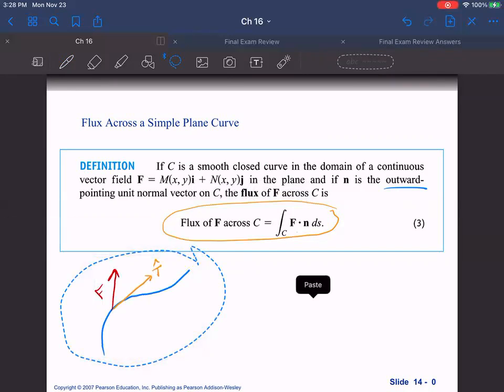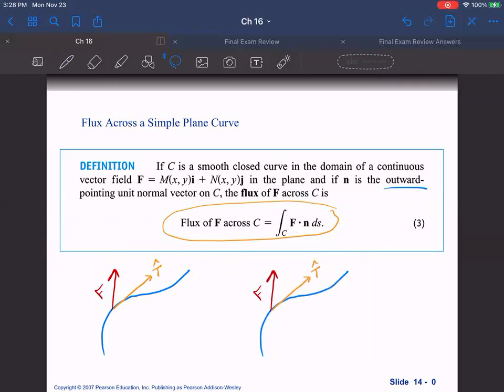Copy, paste that here, is we're not using the unit tangent. Now what we're going to have is the unit normal at that point, N, and that's what we're going to be dotting the force against.